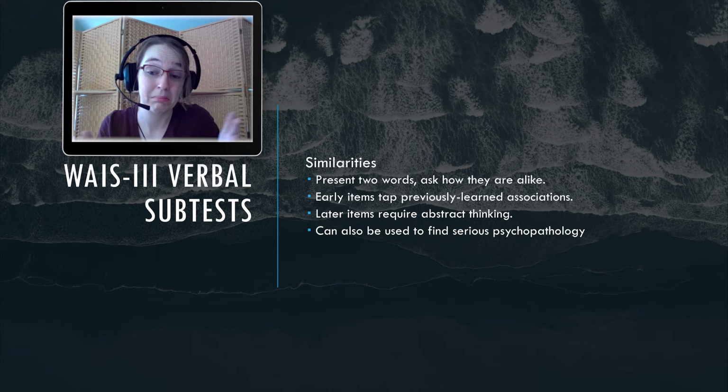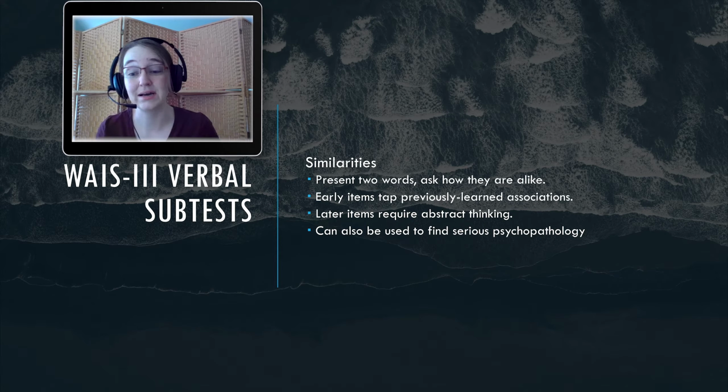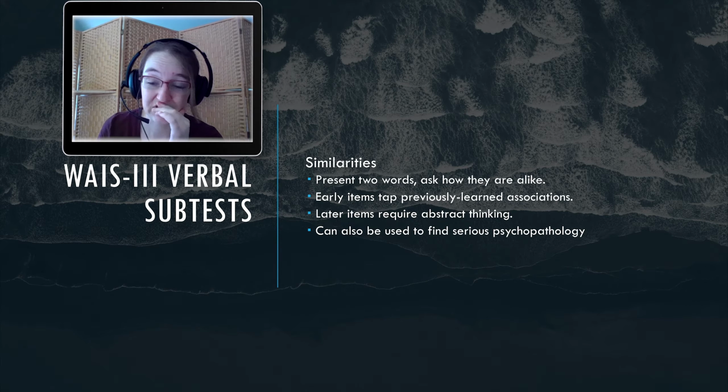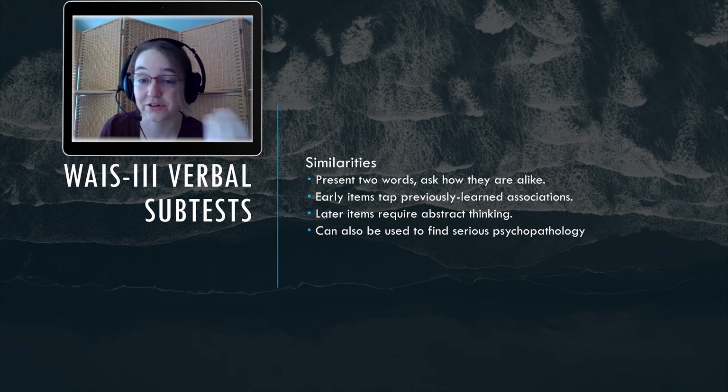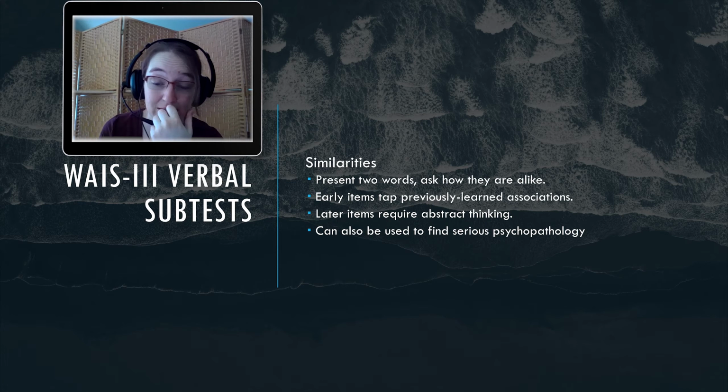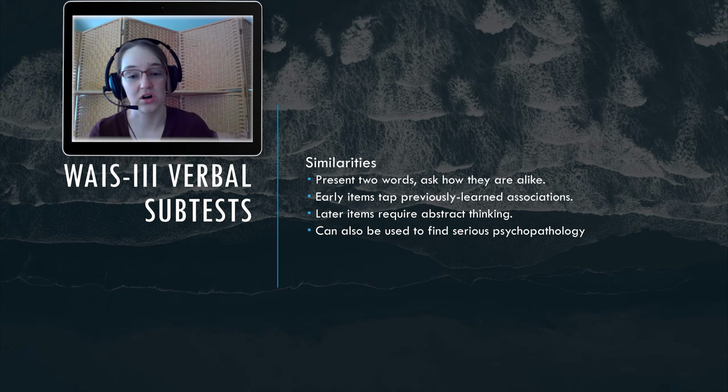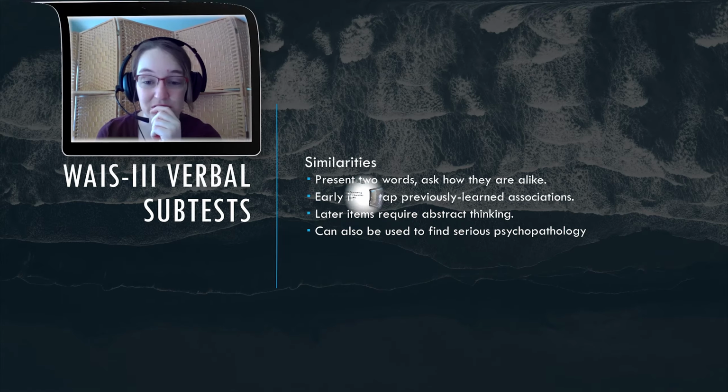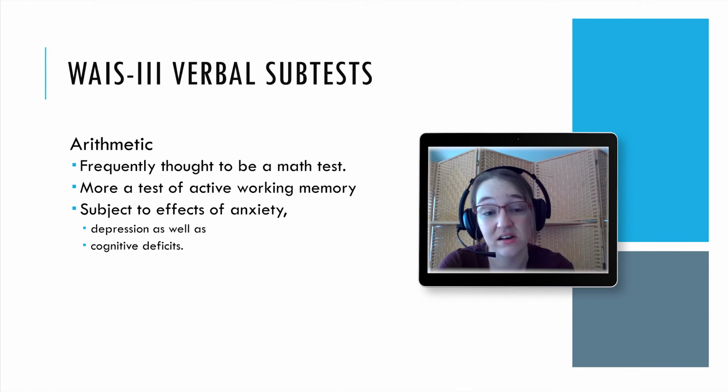So that's the curse of knowledge, but in general, just don't overthink it. Because otherwise your test scores aren't really interpretable anyway. That is the downside of having a lot of knowledge in this area. But being upfront and transparent tends to be really helpful. When you're interpreting these scores, you've got to keep that in mind. That's why they have big write-ups to talk about all the different aspects to give context to those numbers. Okay, so arithmetic. This is frequently thought of as a math test, but it's not. There's very little math involved. It's more a test of active working memory.